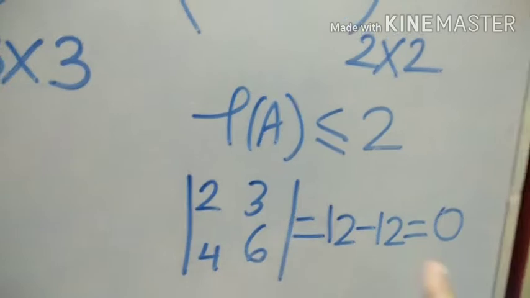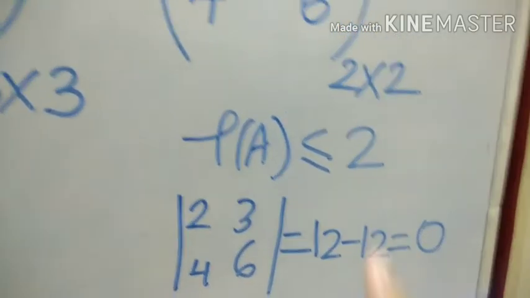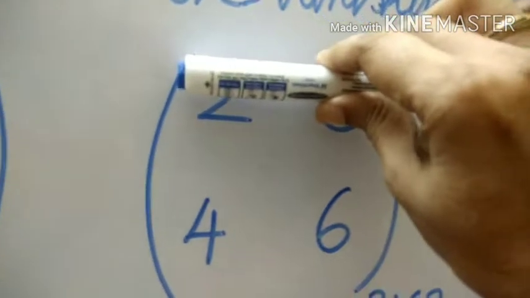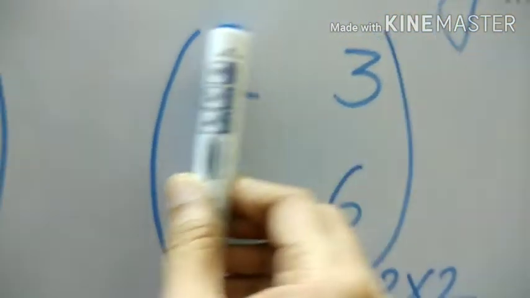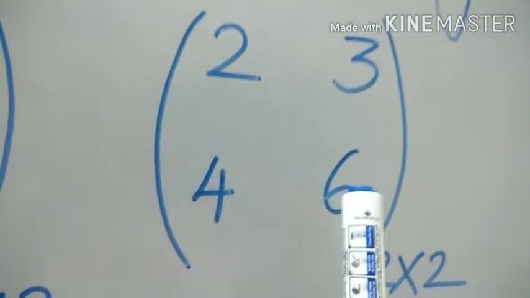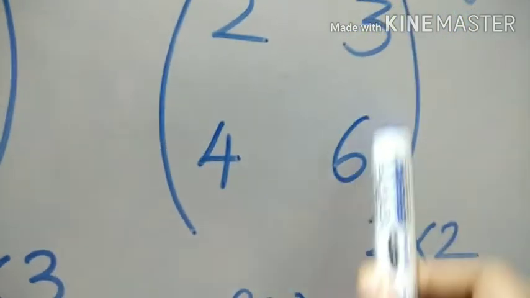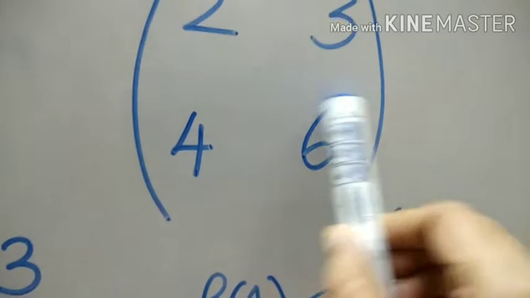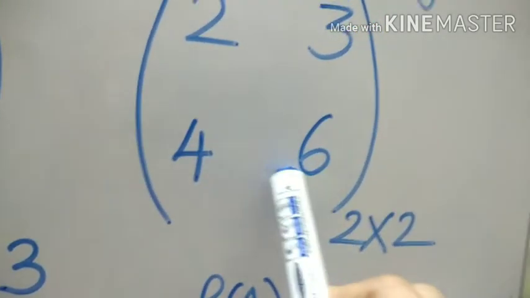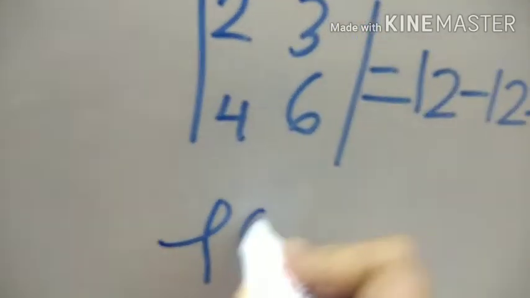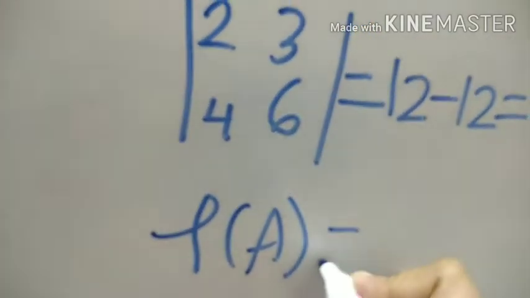Now immediately I will go to a minor of it. What do you mean by a minor? By hiding a row and hiding a column. So as I hide a row and hide a column, I get 6. 6 is not equal to 0. It is a single element. The meaning of a single element is 1 row, 1 column. So I will immediately write rank of A is equal to 1.